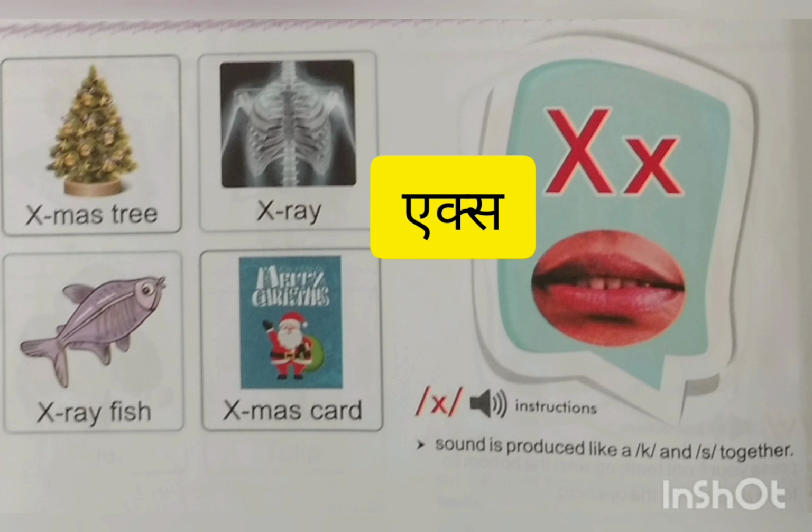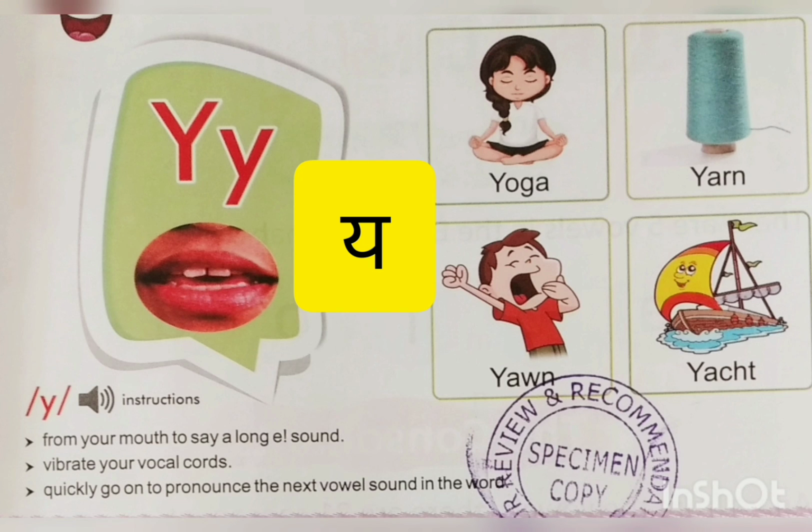X for Xmas card. Phonic sound of Y is Y. Y for yoga. Y for yarn. Y for yawn. Y for yacht.